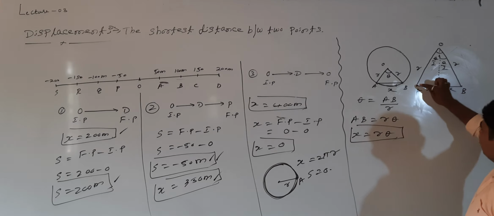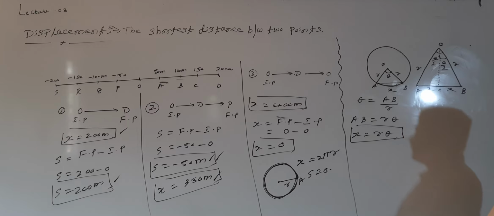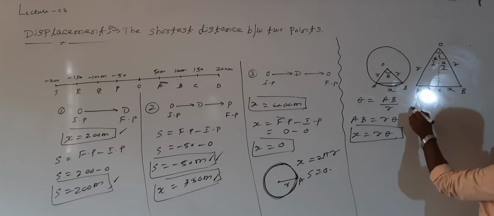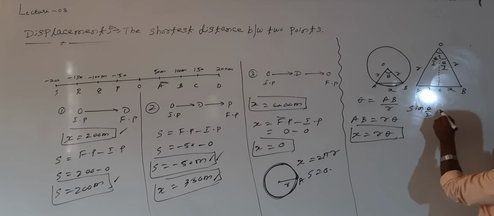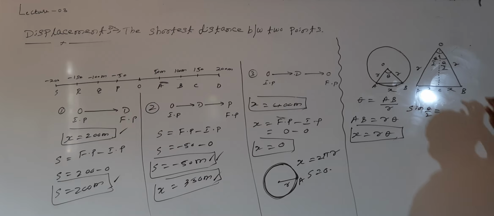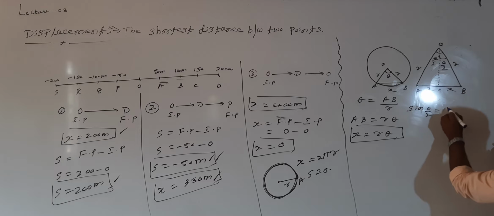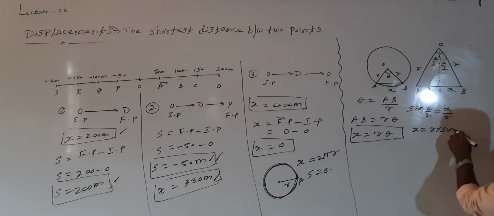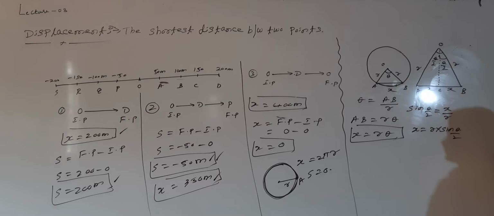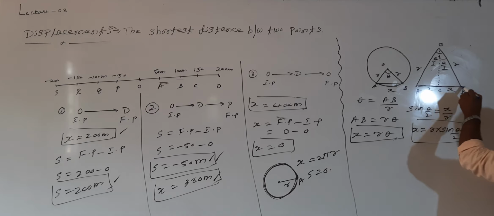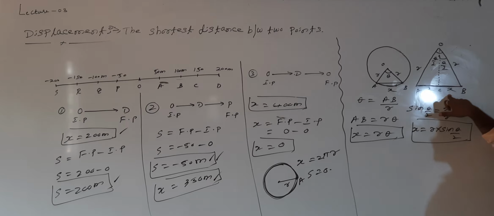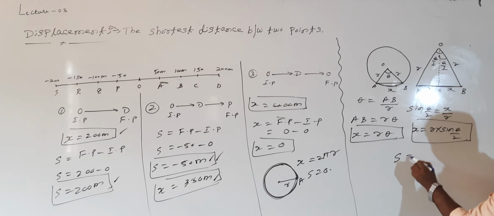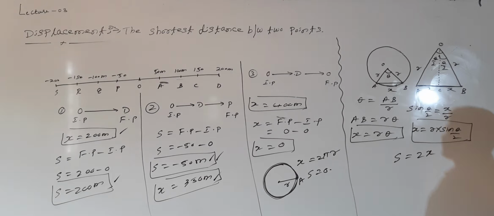From this triangle, shall I take sin theta by 2? Sin theta by 2 equals opposite by hypotenuse. What is opposite? X. What is hypotenuse? R. Then what is x here? X equals R into sin theta by 2. But what is the displacement? This is the total displacement, x plus x, 2x. Displacement equals 2x. Are you following me?